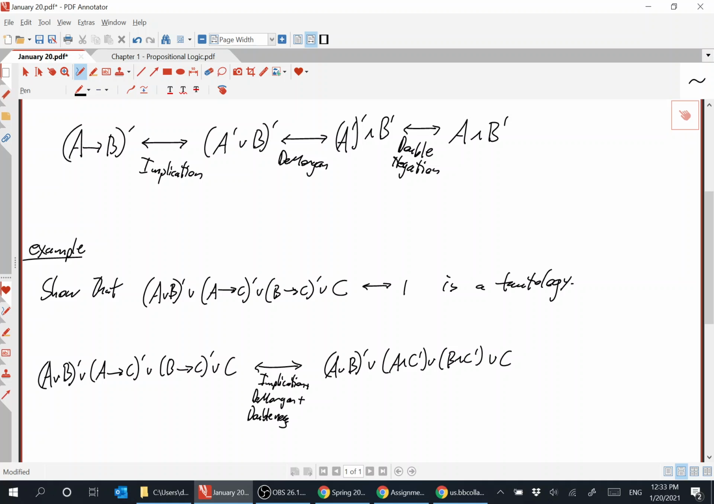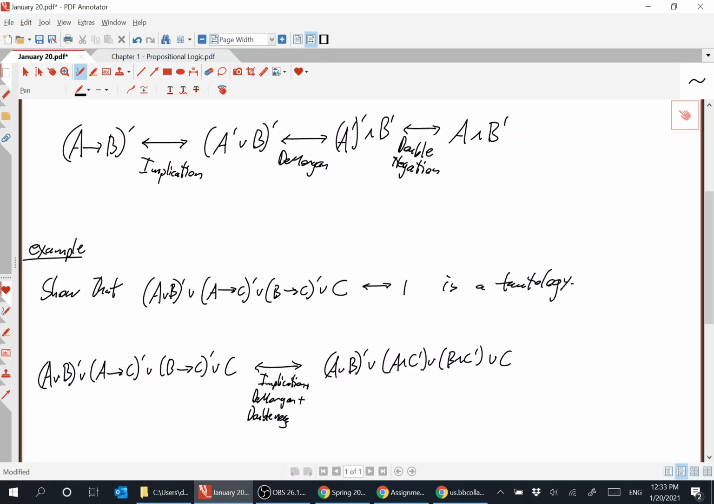Are these parentheses that I've written here all necessary? No. Hmm. Okay. Yes, because conjunction and disjunction, neither one has precedence over the other.